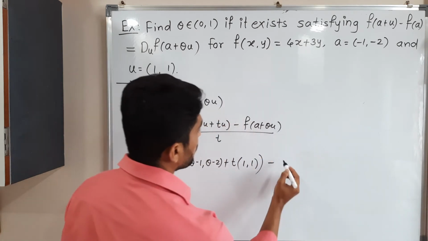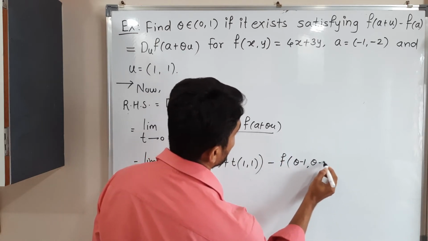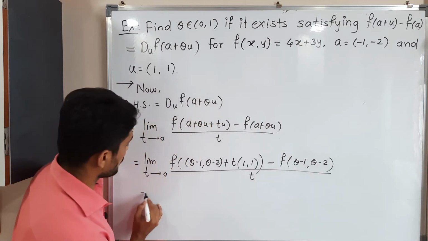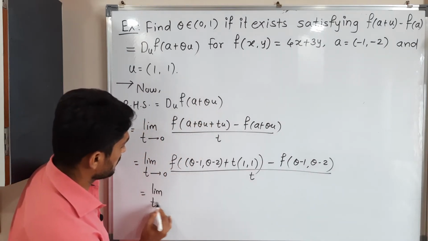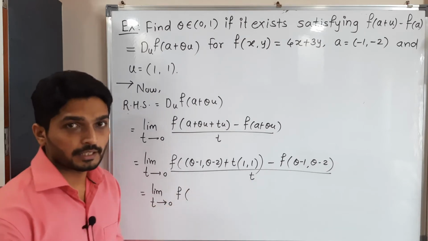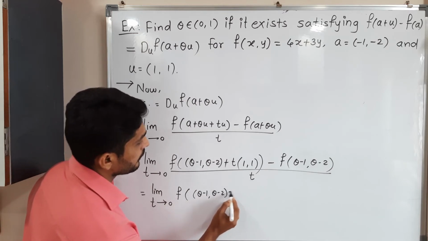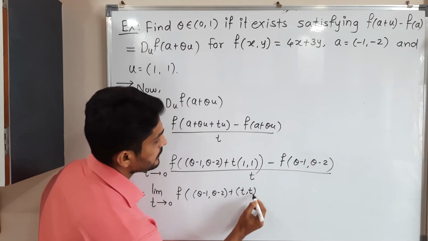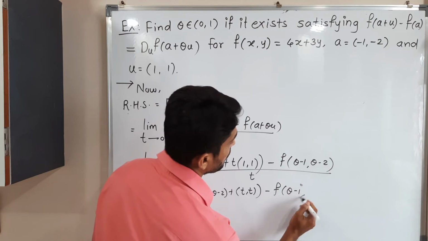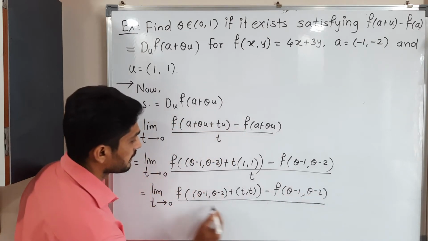So this is f of a plus theta u, we have already calculated it, it's (theta minus 1, theta minus 2) divided by t, which is equal to limit t tends to 0 f of... what will I do? I will multiply first and then we will add. Yeah, it will take time, but no need to worry. We will go step by step. F of (theta minus 1, theta minus 2) divided by t.